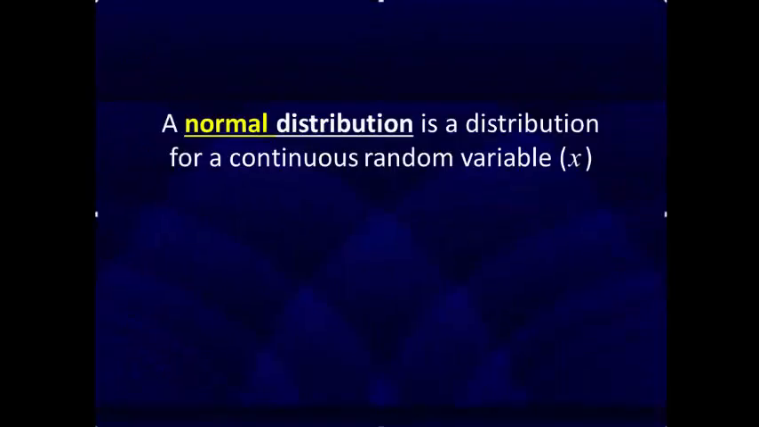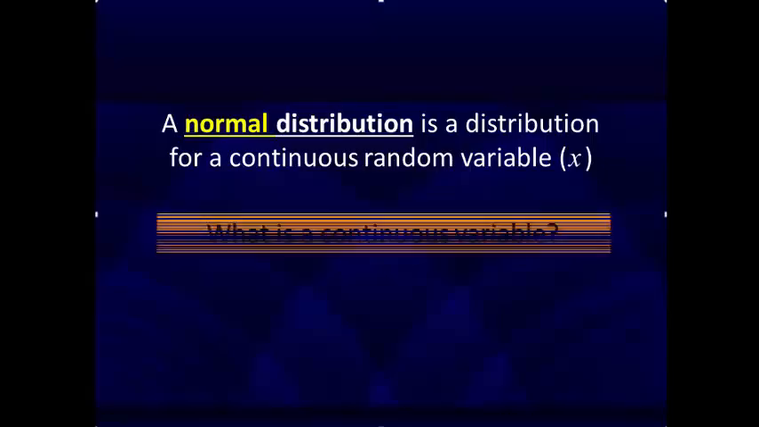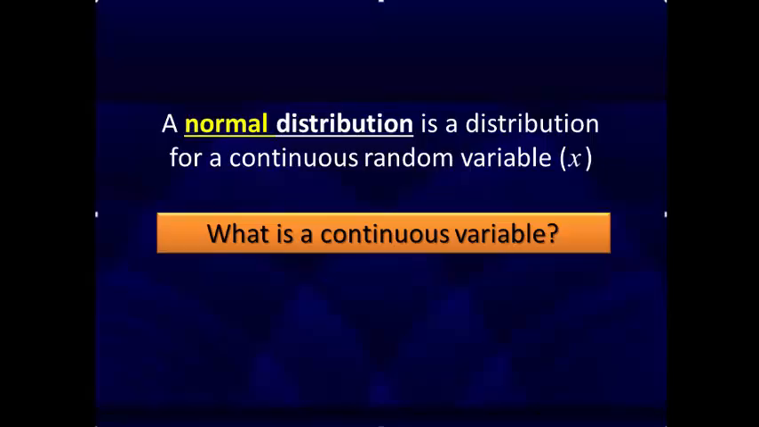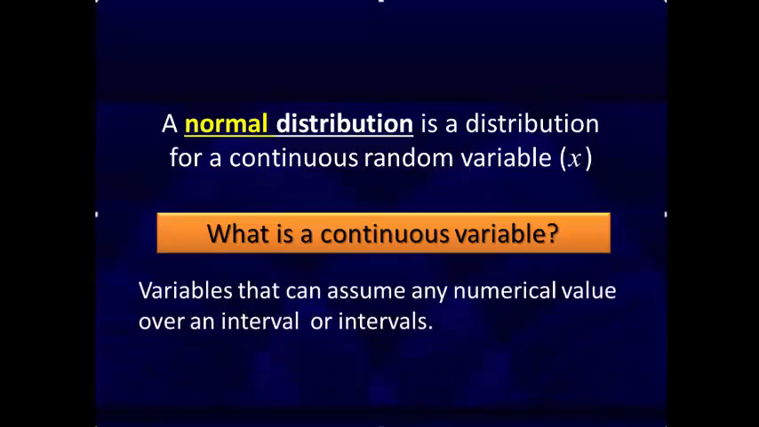A normal distribution is a distribution for a continuous random variable x. What is a continuous variable? These are variables that you can assume any numerical value over an interval or intervals.